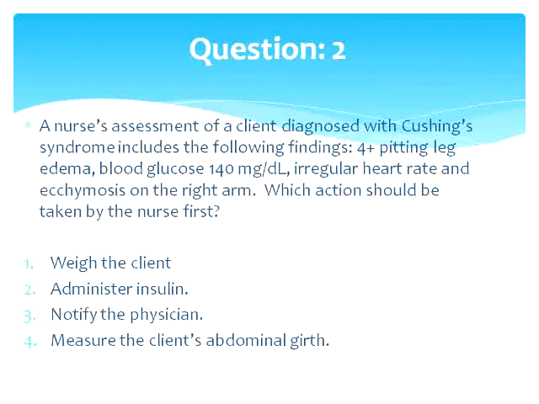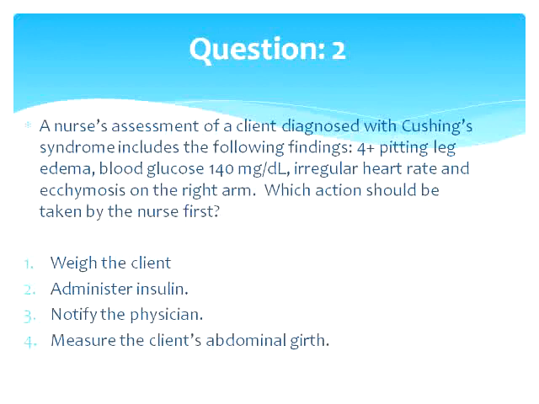A nurse's assessment of a client diagnosed with Cushing syndrome includes the following findings. 4+ pitting leg edema, you're expected to see that, right? Blood glucose 140, irregular heart rate, and ecchymosis on the right arm. Which action should be taken by the nurse first? Go back and read the question carefully before you make your decision of 1, 2, 3, or 4. So read your assessment data.